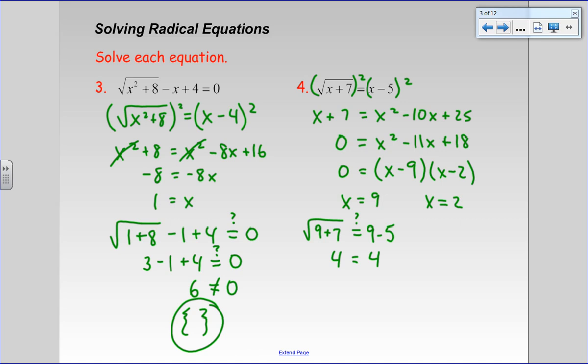Let's check the solution of 2. Square root of 2 plus 7, is that equal to 2 minus 5? In this case, we have the square root of 9, the principal square root of 9, which is 3. That is not equal to negative 3. So 2 is not a valid solution of the radical equation. There's only one solution, so we write the solution 9 in our solution set.